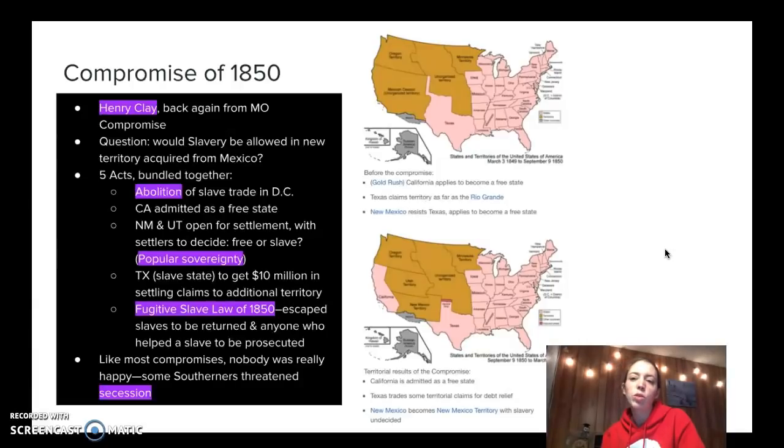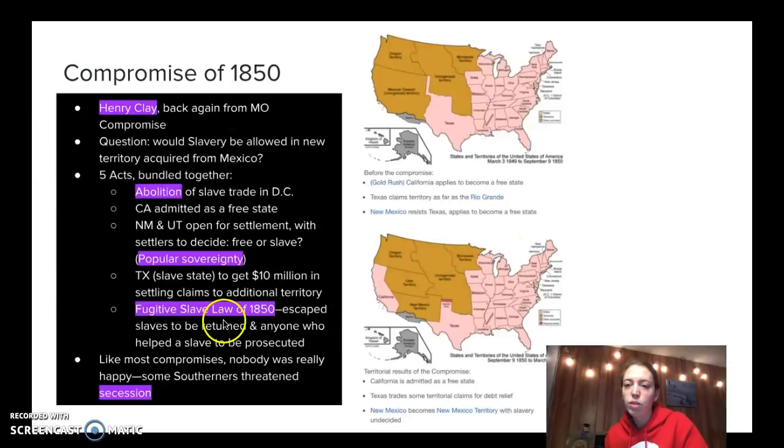Then New Mexico and Utah were open for settlement, and popular sovereignty would allow settlers to decide whether it's going to be a free state or a slave state. They would get to vote. Of course, it's just white men who are voting for this. Then Texas would become a slave state, and they would get $10 million to help with their debt, like their war debt. I guess they came into the United States a tad bit broke.